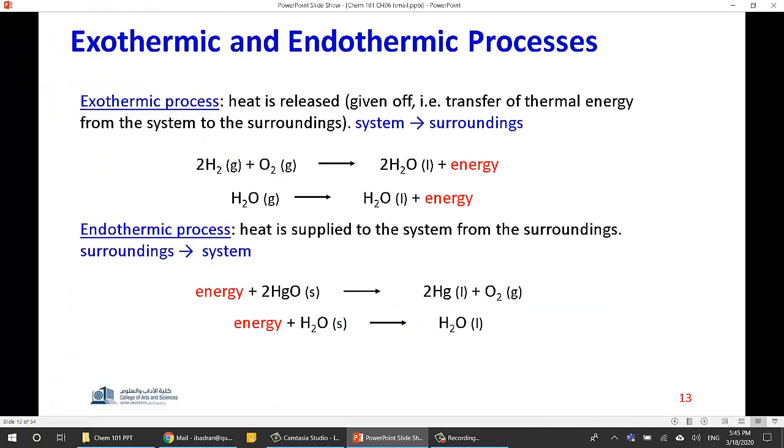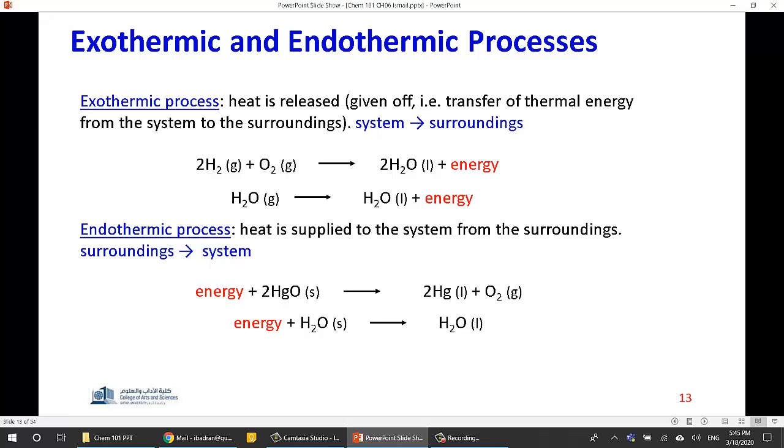Now, in thermodynamics, we deal with two things, heat and work. So let's talk first about heat. If a reaction happens and heat or thermal energy exits that reaction, so it goes from the system, which is our reaction here, to the surroundings, we call this an exothermic reaction. An exothermic process is a process that is associated with heat release. So the heat gets out of the reaction and goes to the surroundings.